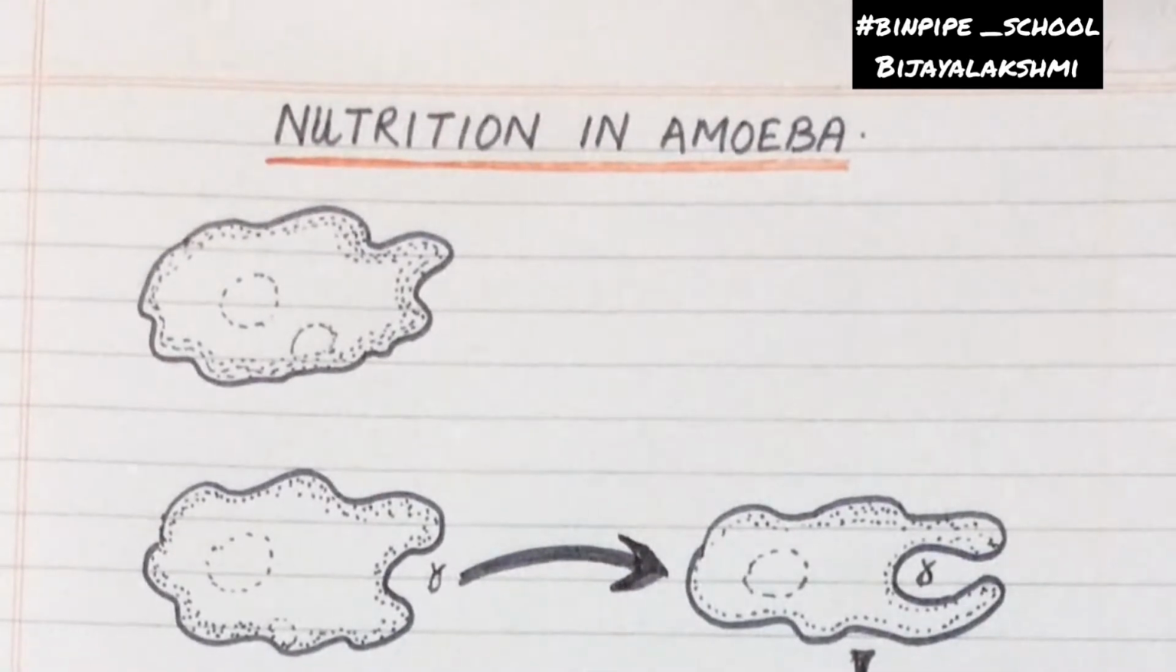I am Bijayalakshmi. I am here to explain about nutrition in amoeba, a simple unicellular animal. Now we know that amoeba is unicellular, and apart from amoeba we have examples like paramecium and euglena too. Organisms which are made up of one cell are called unicellular. Amoeba is one of them, and since this one is there in your syllabus, we have to know it better.